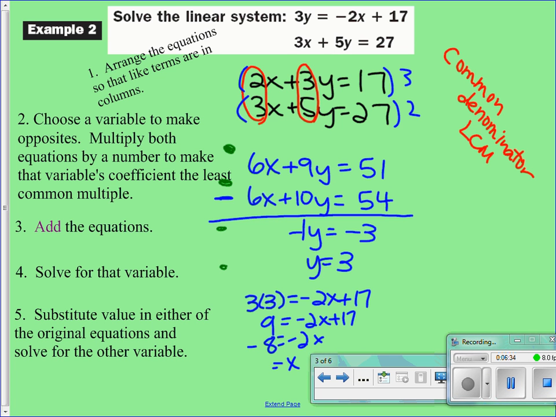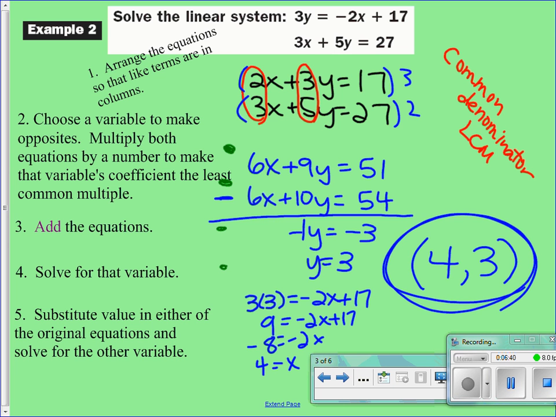And that means x equals 4. So now I have the x value and the y value. Please remember when you're writing your ordered pairs which one goes first. And let's double check to make sure this works. 9 equals negative 8 plus 17. Yep. And 12 plus 15 equals 27.